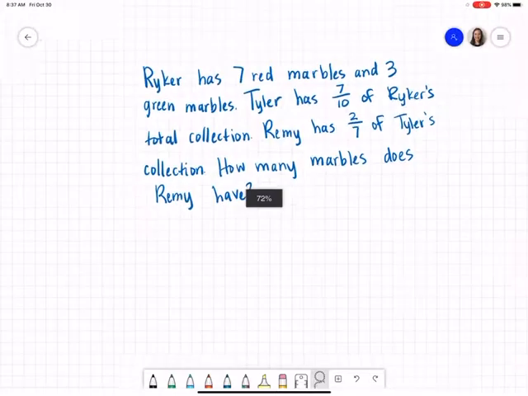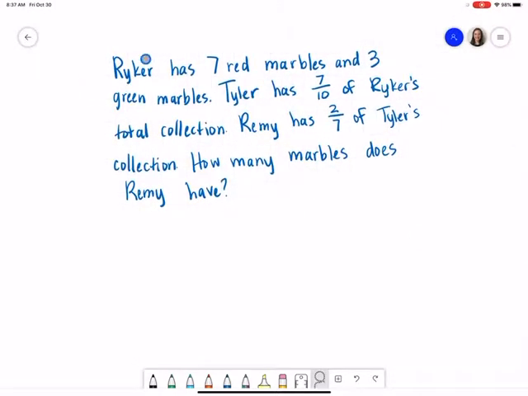Okay, so first we need to start by seeing what Riker's total amount of marbles is. So he's got 7 red and 3 green. So how can we find the total? Hopefully you said we're going to add. Okay, so Riker has 10 total marbles. Tyler has 7/10 of Riker's total collection.